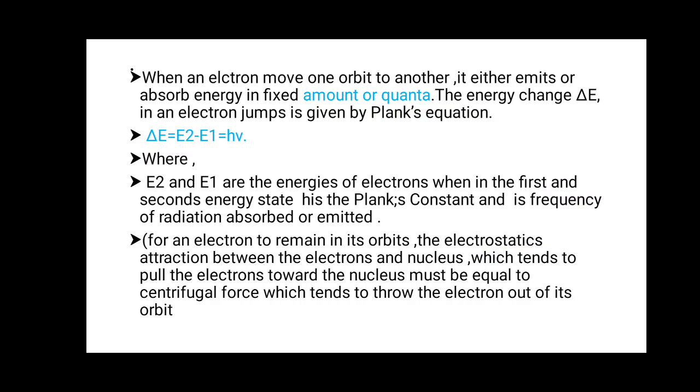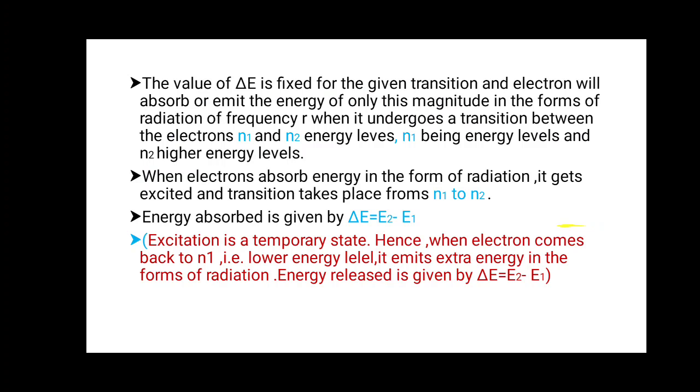Hence, the electron remains in its orbit. Next, the value of delta E is fixed for a given transition.